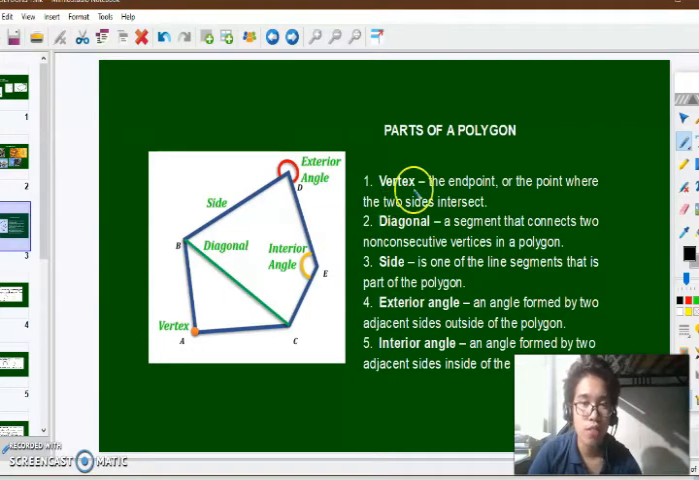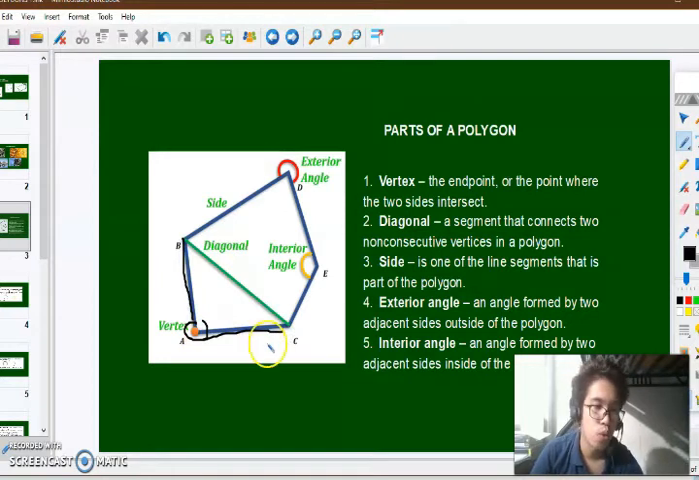The first one is the vertex. The vertex, or the endpoint, is the point where the two sides intersect. For example, we have here a pentagon. So the vertex here is the point where these two sides meet, side AB and then side AC. We've already discussed that in our first module and also our second module.